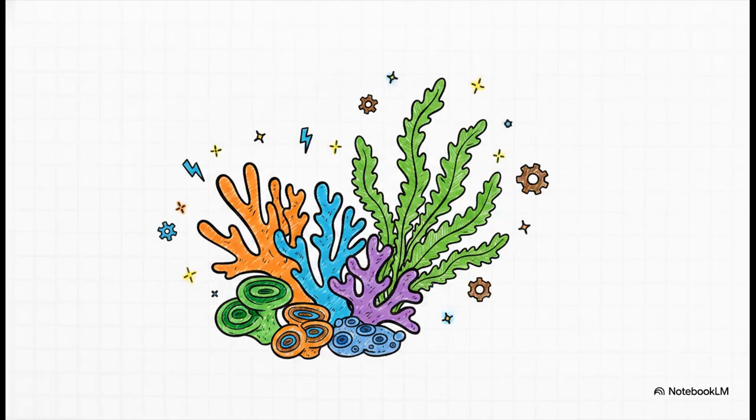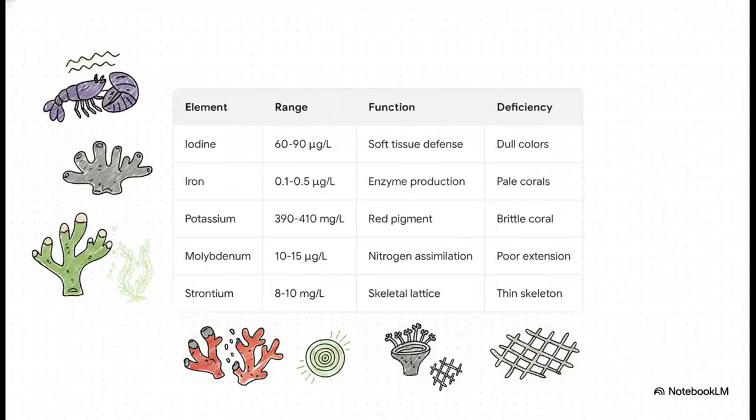Section 1. The biological triggers, vital trace elements. So while these trace elements are microscopic, they act as absolutely vital biological triggers for corals, macroalgae, and your beneficial microbes. And a deficiency in any one of them causes highly specific physical symptoms.